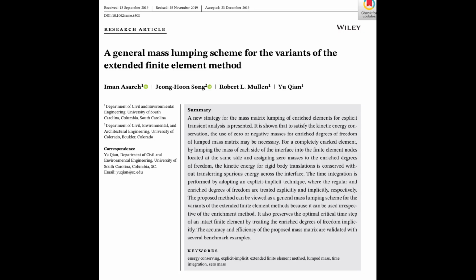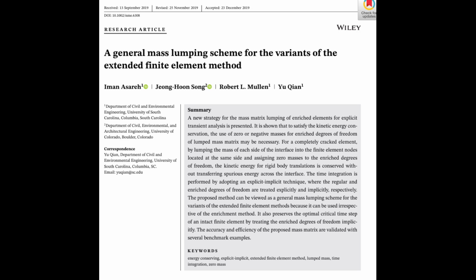Did it hold up? Yes, and quite impressively. Figure 6 is particularly telling. It plots the normalized critical time step, basically, how stable the simulation is against the crack's position within an element. And what does it show? For their proposed lumped mass matrix, the line is pretty flat. The critical time step stays stable, sometimes even slightly better than for an intact element, no matter where the crack tip is located. Wow, okay, that's a direct visualization of solving the main problem.